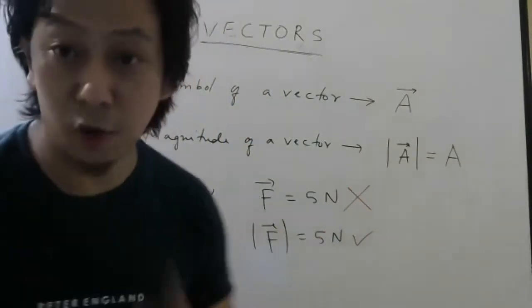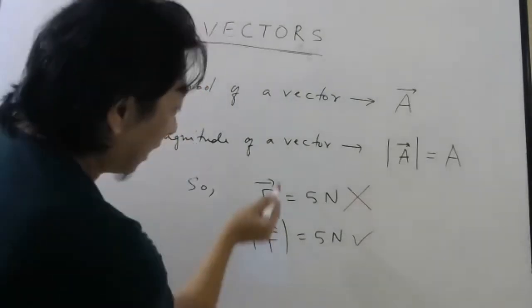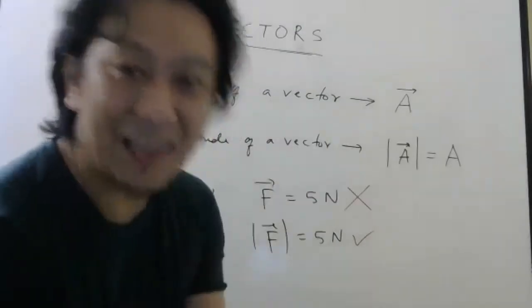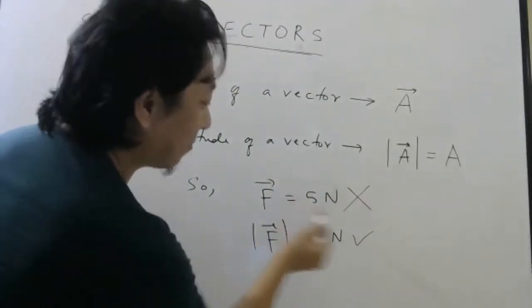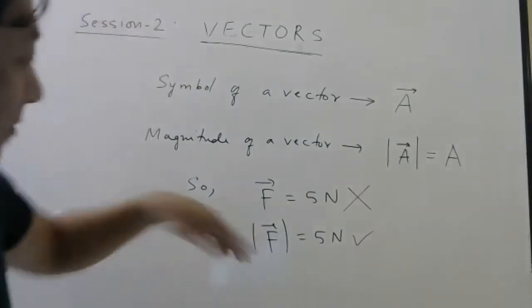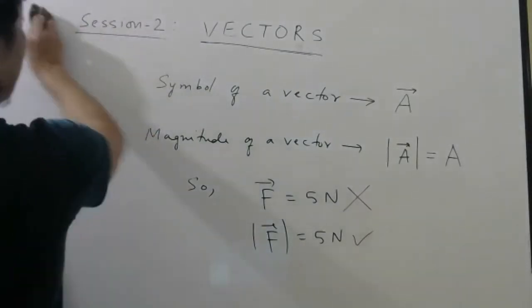First one is completely wrong. Why? Just now I told you. On the left side, you are writing a vector. A vector should have magnitude and direction. This side is only magnitude. So that is not allowed. So please write down.